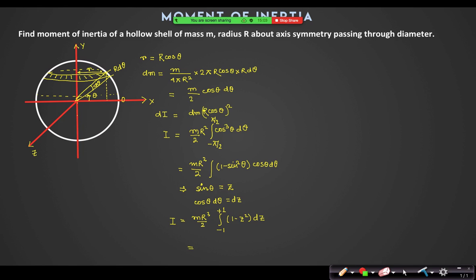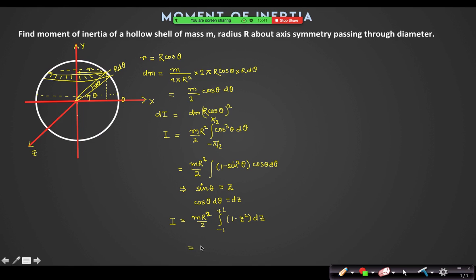What is the integration? So z minus z cube by 3. Yes. 1 minus 1 by 3 is 2 by 3, and another 2 by 3. I think it is 4 by 3. Do your own calculation. Z minus z cube by 3. Yes, put the limits for z, minus 1 to plus 1. Yes, sir. So 4 by 3. Yes, it is 4 by 3.